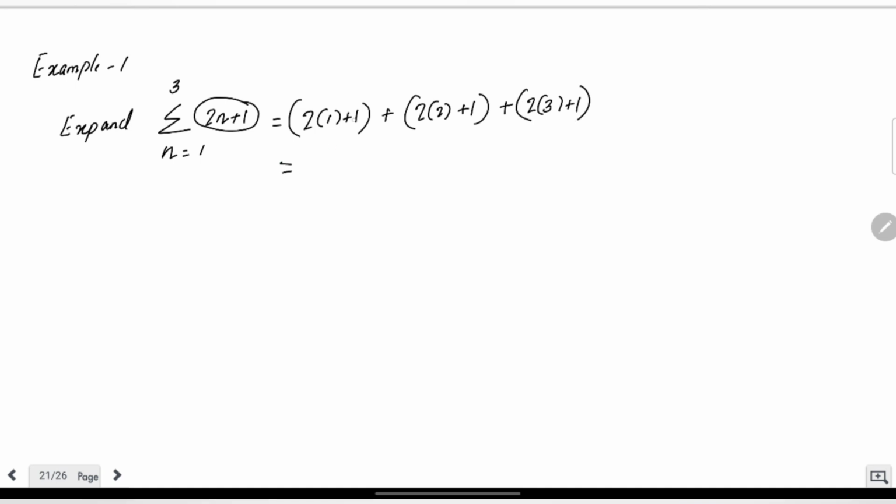Now simplify. 2 times 1 plus 1 is 3. 2 times 2 plus 1 is 5. 2 times 3 plus 1 is 7. So we are done with the expansion. If they want to expand, this is the answer. Instead of that, if you want to evaluate, then you have to add it. 7 plus 3, 10, plus 5, 15 is the answer. Is it clear? Okay, let's go to the next question.